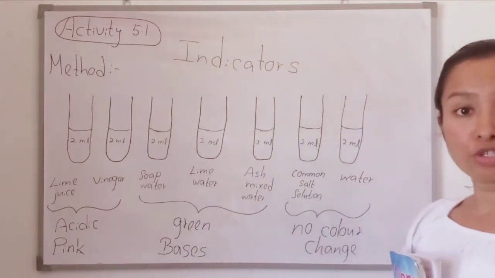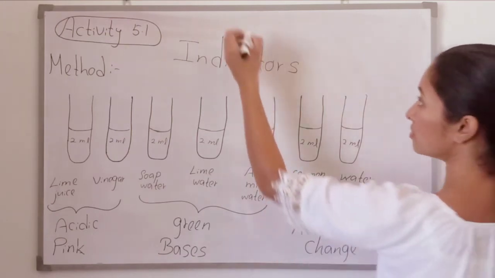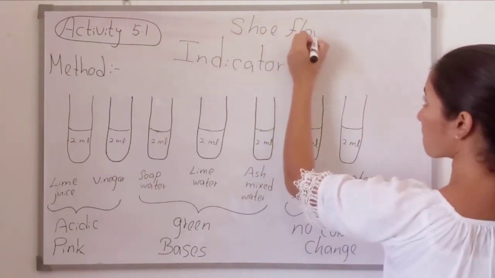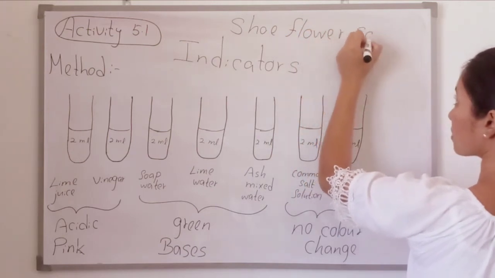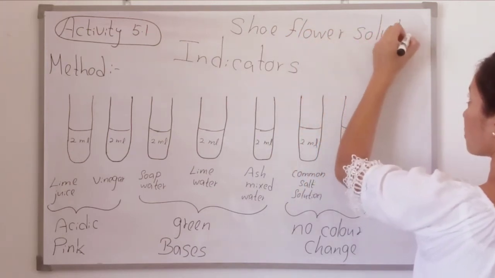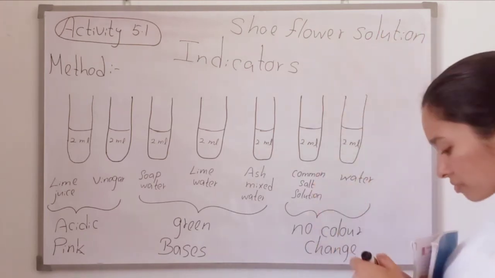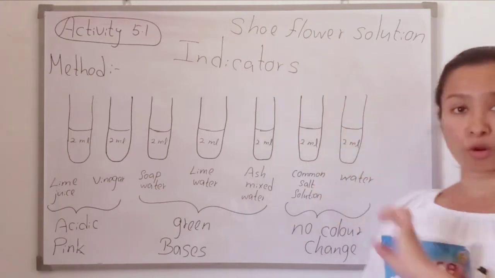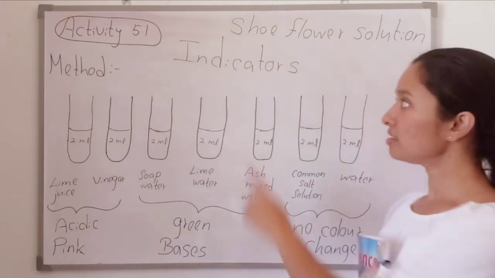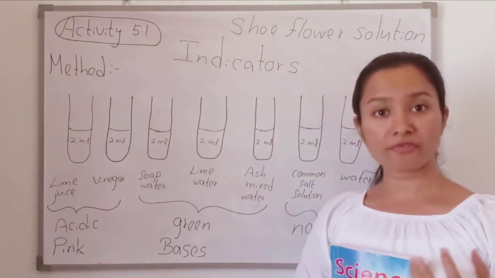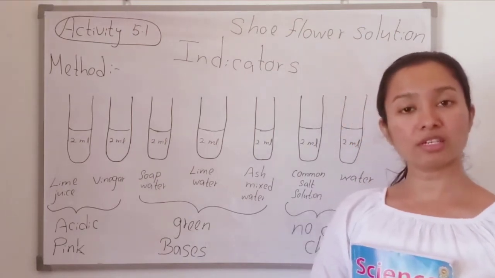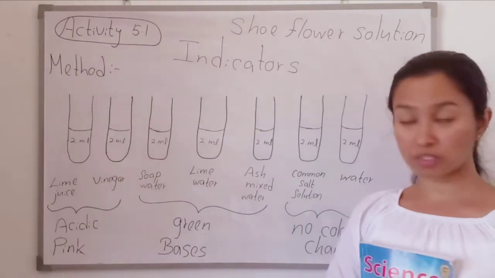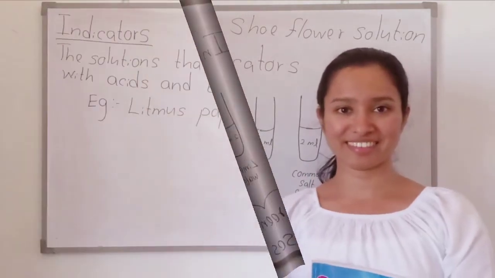Here we use shoe flower solution. So in this practical, shoe flower solution acted as an indicator. So we can find whether the solution is a base, an acid, or neutral by using an indicator.